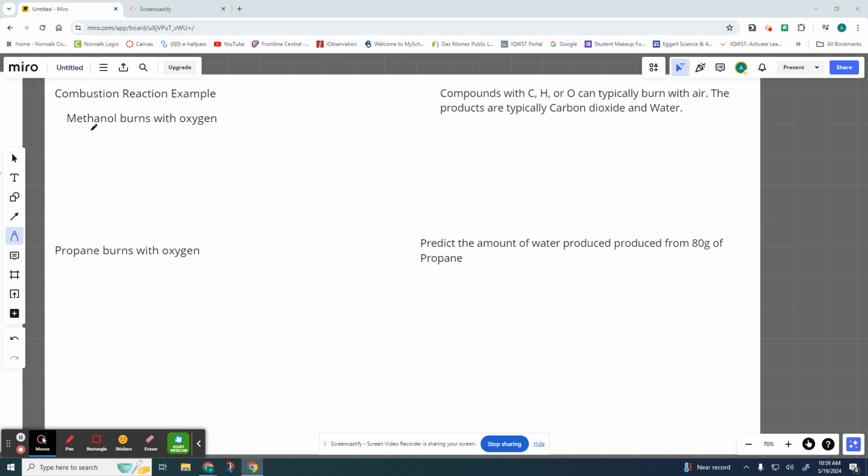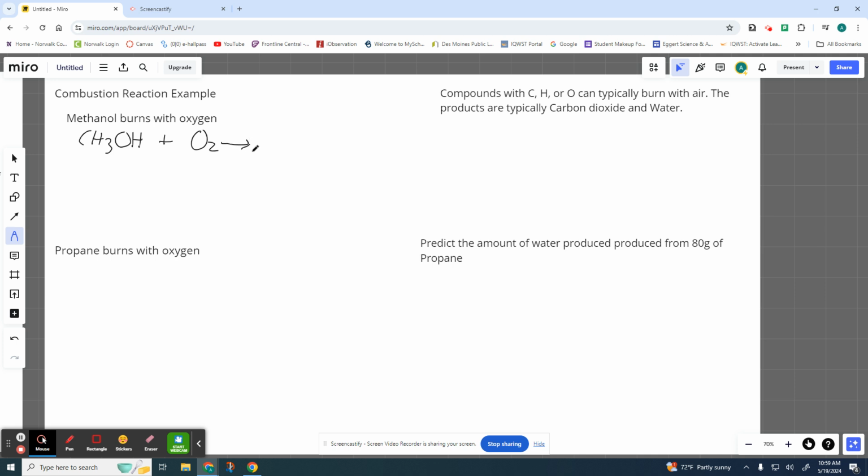So methanol is often written like CH3, which is like methane. However, it's got an oxygen and hydrogen package on it as well. So this whole set of elements is the compound methanol. Now, if we assume it reacts with oxygen, which is diatomic in this case, your reactant should look like this.